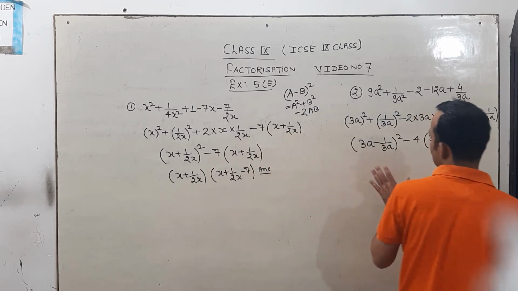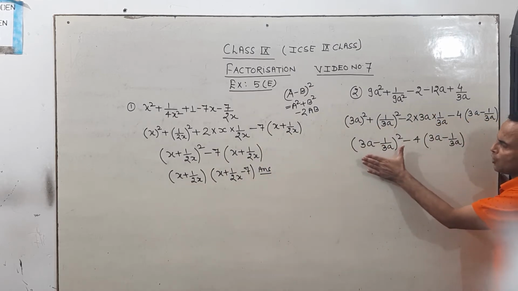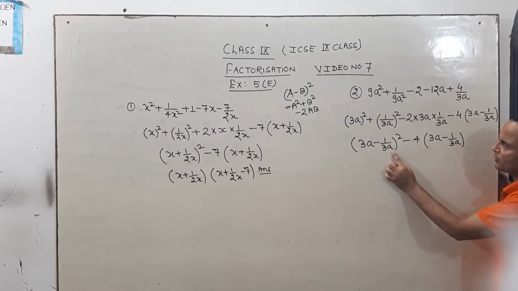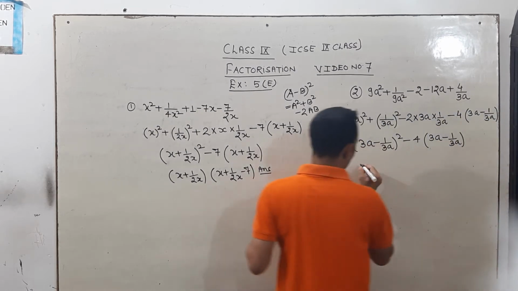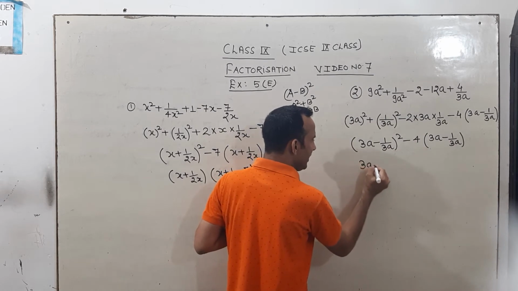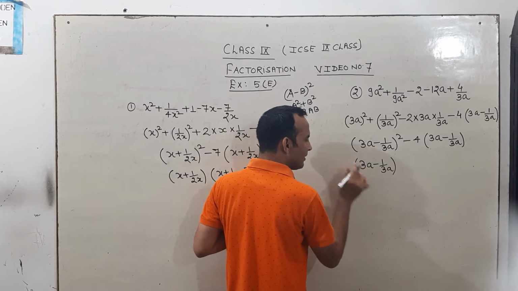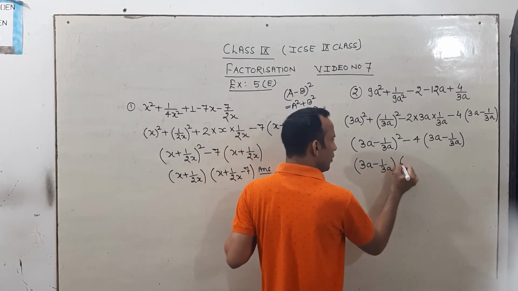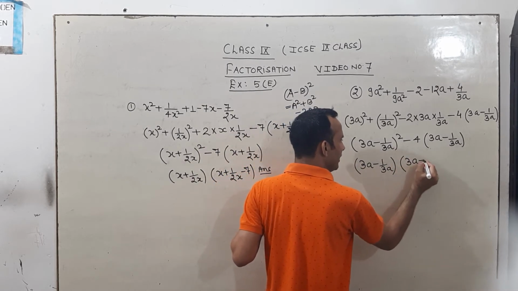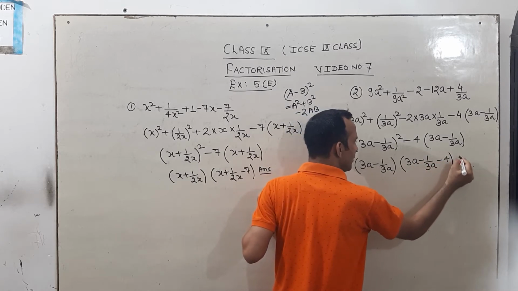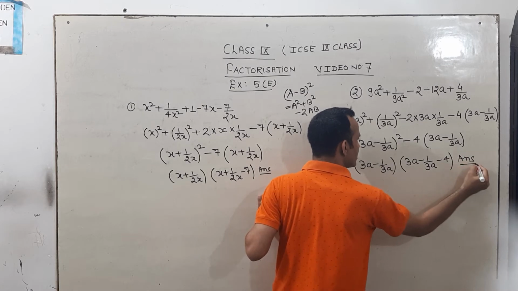Now dear students, see very carefully what is common in between both of these sections. You can see 3a minus 1 upon 3a is common. So taking common 3a minus 1 upon 3a, we obtain 3a minus 1 upon 3a minus 4. So this is the required answer of problem number 2.